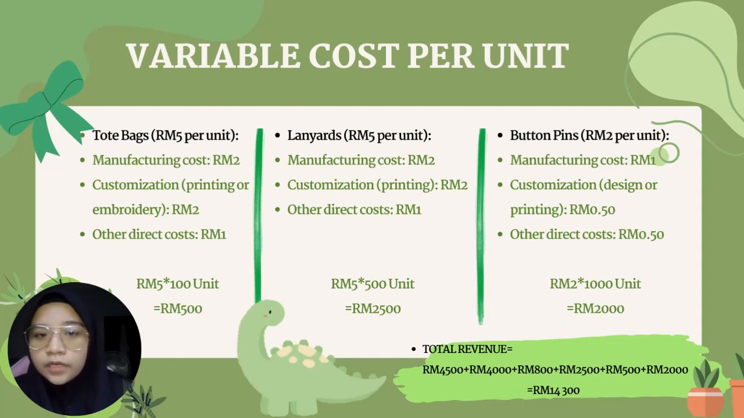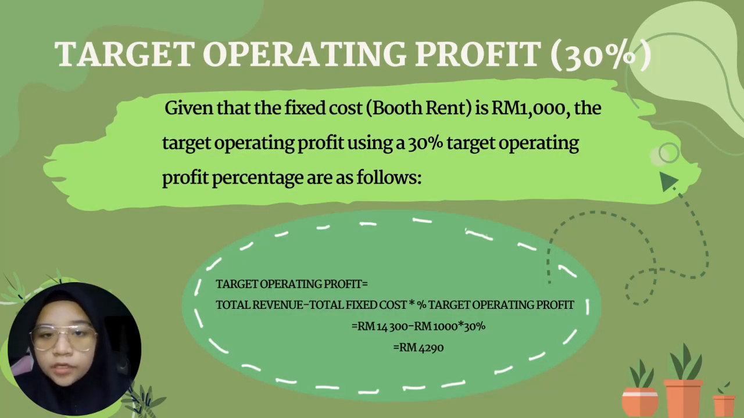For lanyards it is RM5 per unit. Manufacturing cost is RM2, customization is RM2, and other direct cost is RM1. Total is RM2,500 for 500 units. Last is button pins, RM2 per unit. Manufacturing cost is RM1, customization is 50 cents, other direct cost is 50 cents. So total is RM2,000 for 1,000 units. So the total revenue is 15,300 ringgit.